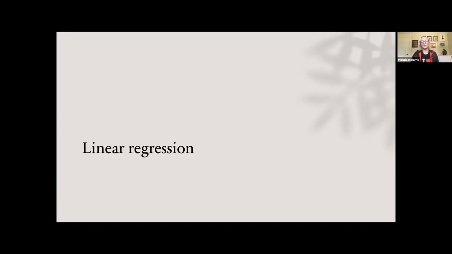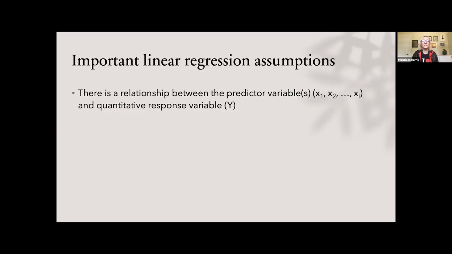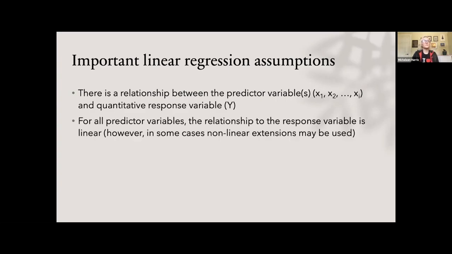So let's start with linear regression, our continuous variables, our quantitative variables and response. First of all, the assumptions are that there is a relationship between the predictor variables, or X variables in our data set, up to a certain number of variables. In this example, we're just going to deal with one variable, so just X1, and the quantitative response variable Y. Also, for the predictor variables, the relationship to the response variable is linear. We can have nonlinear extensions to linear regression, so I'll show one equation example of that.